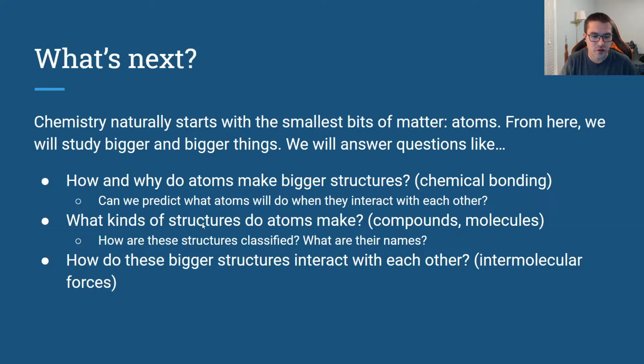What kinds of structures do atoms make? Okay, you've probably heard the terms compounds and molecules before, so we're going to learn how these structures are classified and how to name them, and then how do these bigger structures interact with each other? Okay, and so we're going to be learning about intermolecular forces. This right here is going to take us the better part of a month. Okay, and so I'm going to be breaking it down into topic by topic, as best I can to help you guys manage it. But this is sort of the big picture of what we're going to be looking at over the next several weeks.